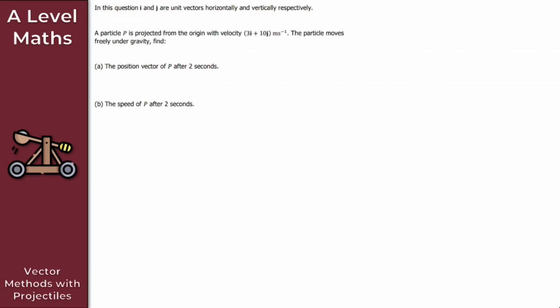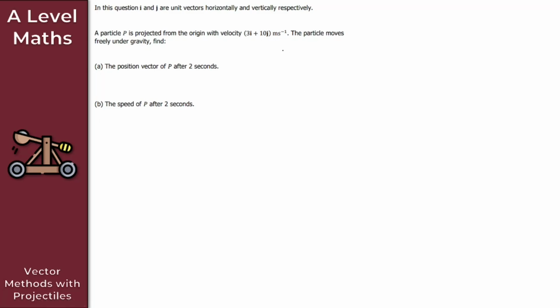Let's take a look at this practice question for vector methods with projectiles. We're told i and j are unit vectors horizontally and vertically respectively. A particle P is projected from the origin with initial velocity 3i plus 10j meters per second, and the particle moves freely under gravity. We want to find two different things.